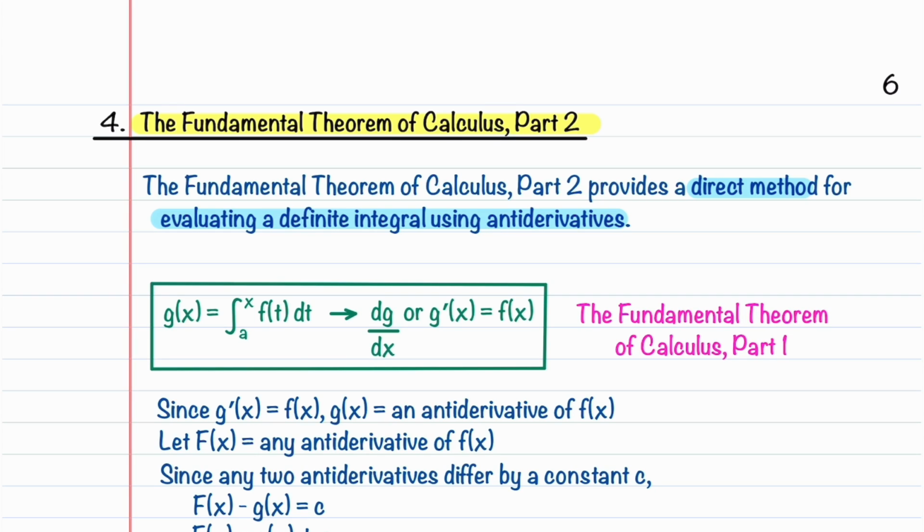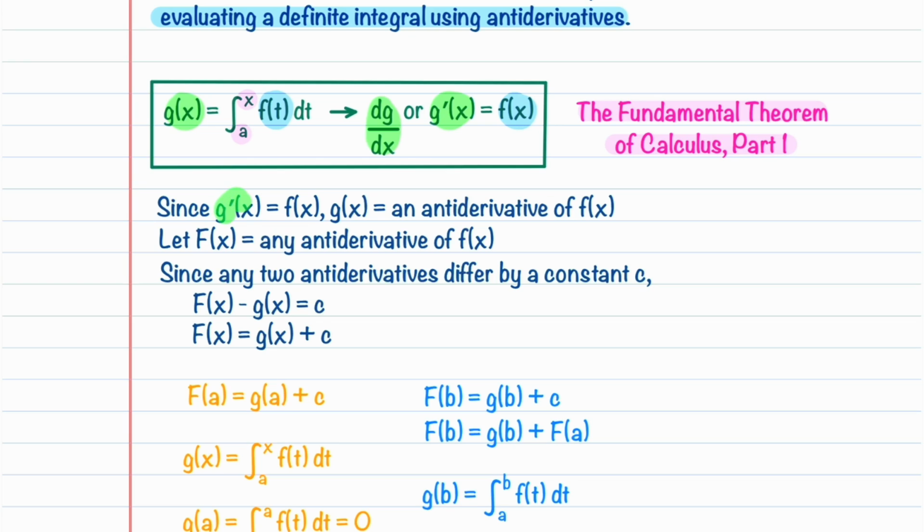Let me just remind you what the Fundamental Theorem of Calculus Part 1 tells us. It tells us that if we have a function g of x, which is the definite integral from a to x of f of t dt, then dg/dx, or g prime of x, that's just the derivative of g, is equal to f of x, which is the integrand evaluated at the upper limit of integration. Since g prime of x is equal to f of x, we can say that g of x is an antiderivative of f of x.